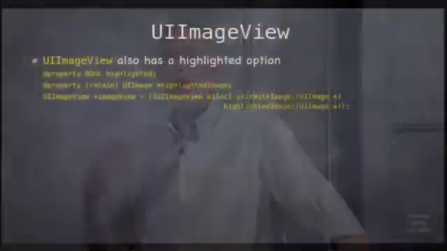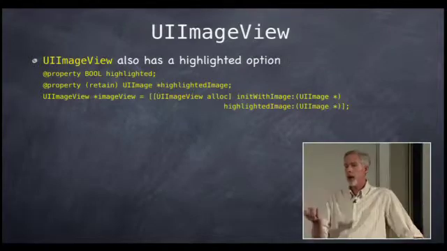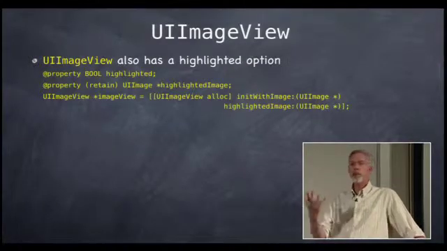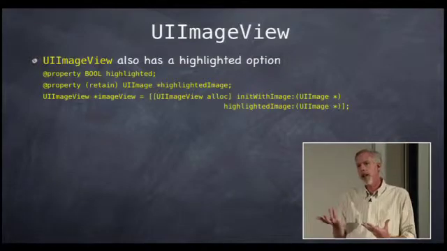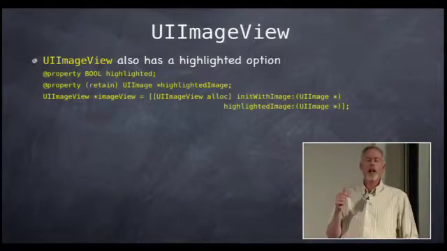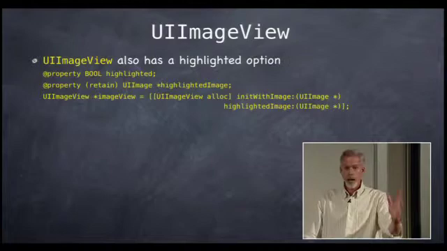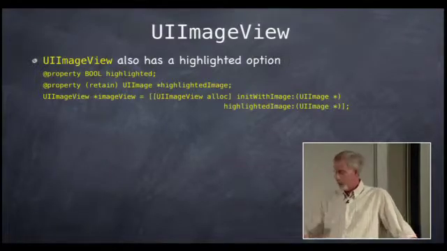So what other things can UIImageView do besides just display one image? Well, it can also have a highlighted image, and then you can set a property highlighted, and it'll switch between the two images, which is great for like a button or something like that. You set a button, you want it to be in a highlighted state. You can just say set highlighted, wham, it uses the highlighted image.